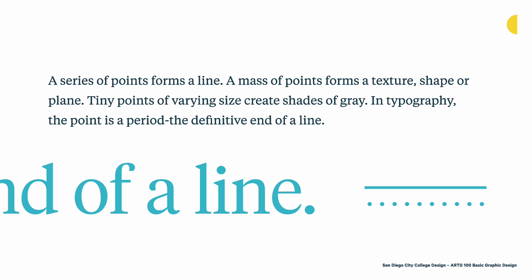A series of points forms a line. A mass of points forms a texture, shape, or plane. Tiny points of varying size create shades of gray. In typography, the point is a period, the definitive end of a line.